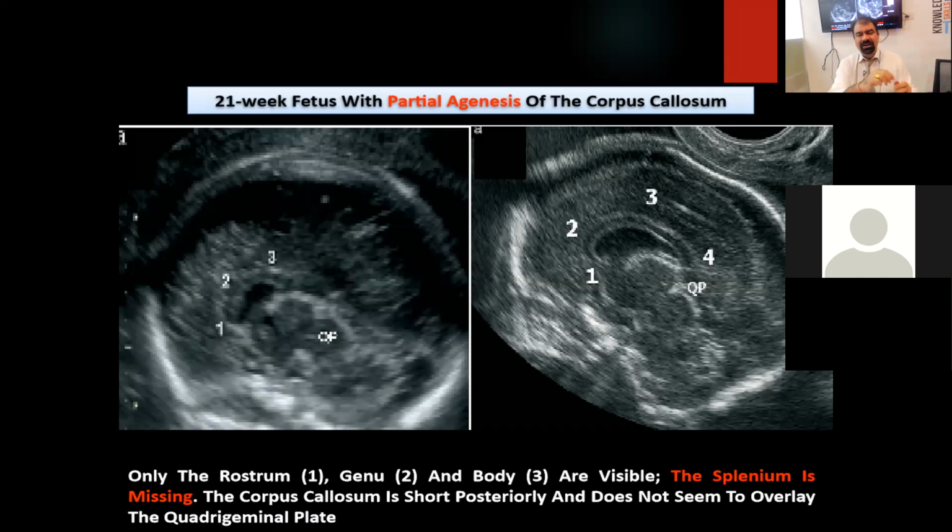And if there is complete agenesis of corpus callosum, then neither will I see it on grayscale, nor will I see a pericallosal artery. So I am very happy that people are now understanding these points, and they are getting matured day by day.